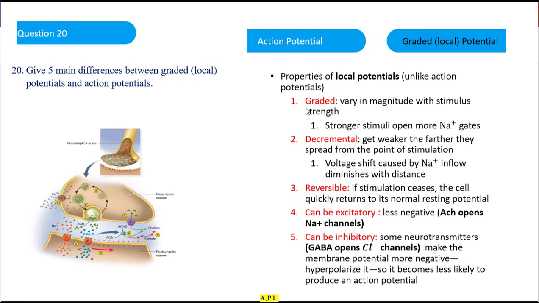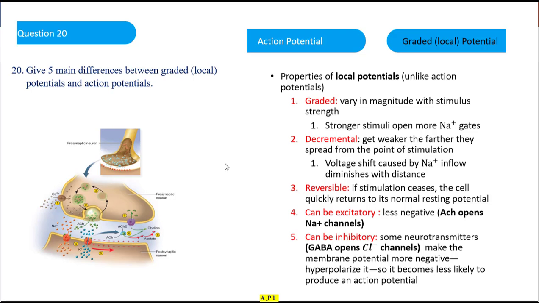And the graded potential or local potential is reversible. If you give a stimulus, you will have a graded potential or local potential, but if the stimulus stops, it will stop. But in an action potential, it's going to be different. Once you run an action potential, it will always happen.